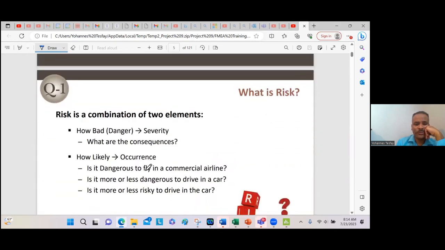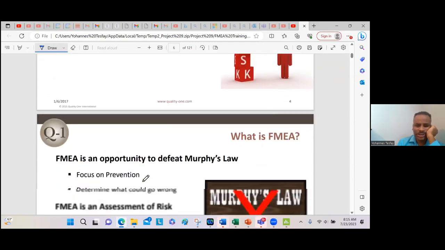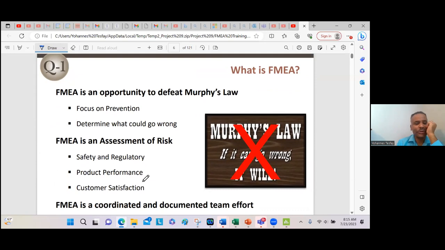First, how are you going to analyze risk? Risk is determined by two elements. How bad? That's the severity. How likely? That's the occurrence. How bad is the consequence, and how likely is how many times it's going to happen. Is that day to day, or hour to hour, or whatever. Those are the things you need to understand.